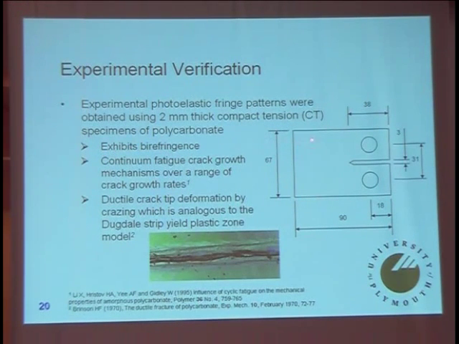Now, polycarbonate's a good material. It's birefringent. It has continuum fatigue crack growth mechanisms over a range of crack growth rates, which is useful if you're trying to model continuum plasticity. And it has ductile crack tip deformation by crazing, which is analogous to the Dugdale strip yield plastic zone model. And there is the plastic zone running along the crack in a photoelastic image.